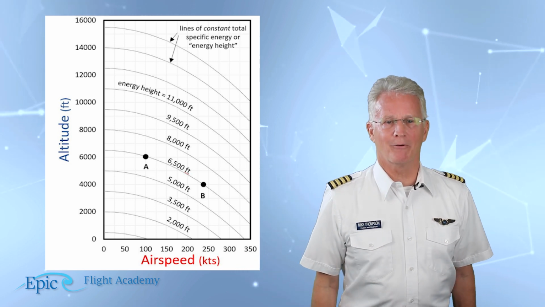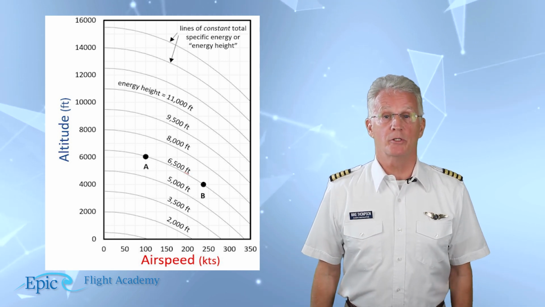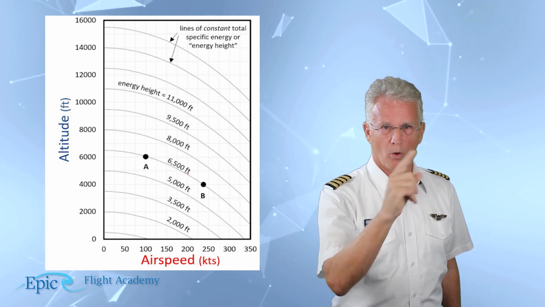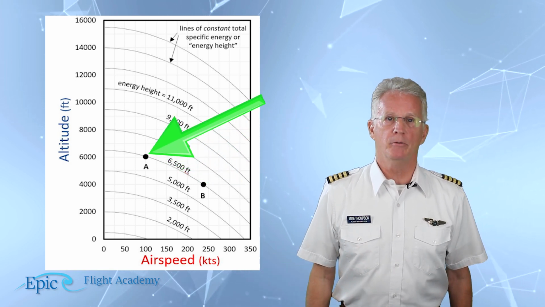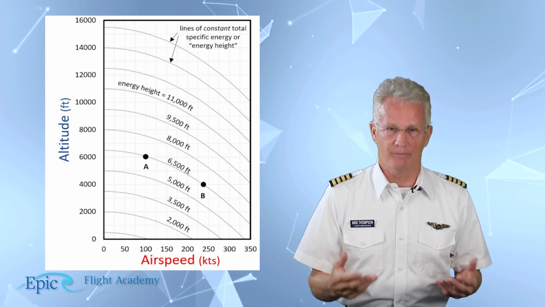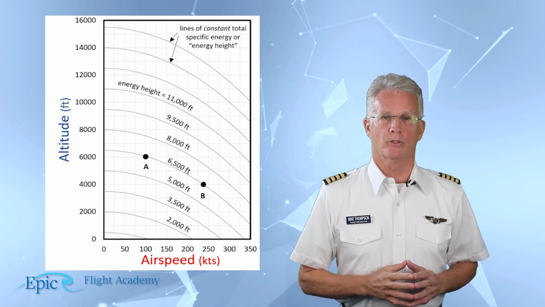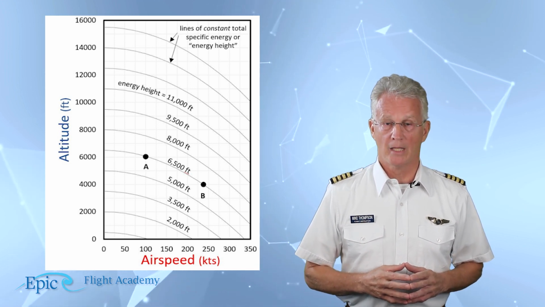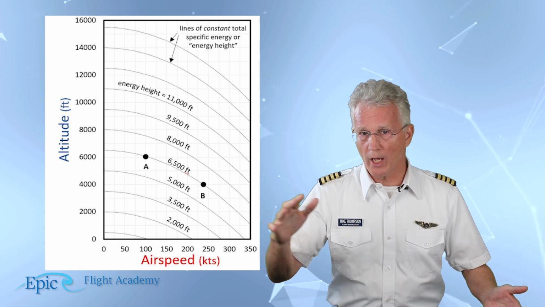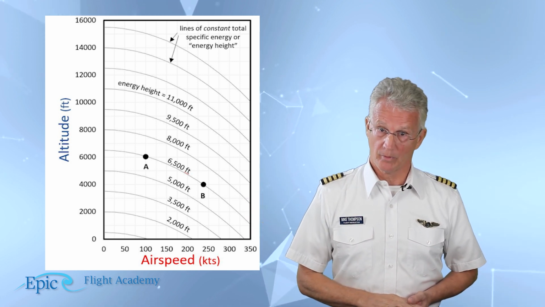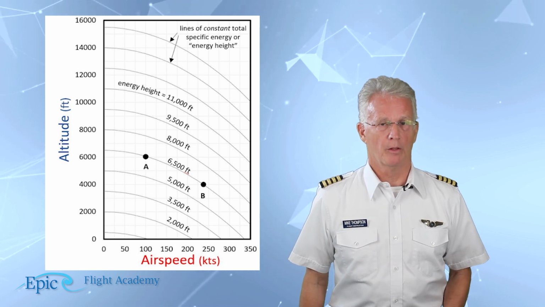Now you're viewing your aircraft from an energy-centric approach. Now that we understand how to read this energy map, we can see two things. Number one, as we move along the same energy height line by using our energy converter, the elevator, the elevator converts airspeed and altitude, but the total energy remains the same. And number two, if we want to move across energy height lines, we need to use our total power controller, the throttle.